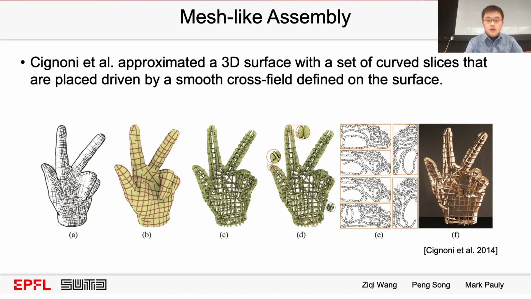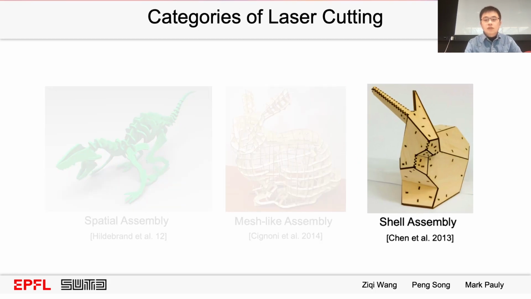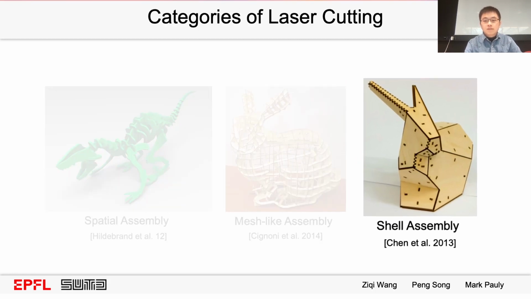Cignoni and their colleagues approximate a 3D surface with a set of curved slices that are placed driven by a smooth cross field defined on the surface. Half joints with enlarged sleeves are constructed on the slices to enable non-orthogonal connections among the slices in a structurally sound way. Lastly, let's review the papers for shell assembly.